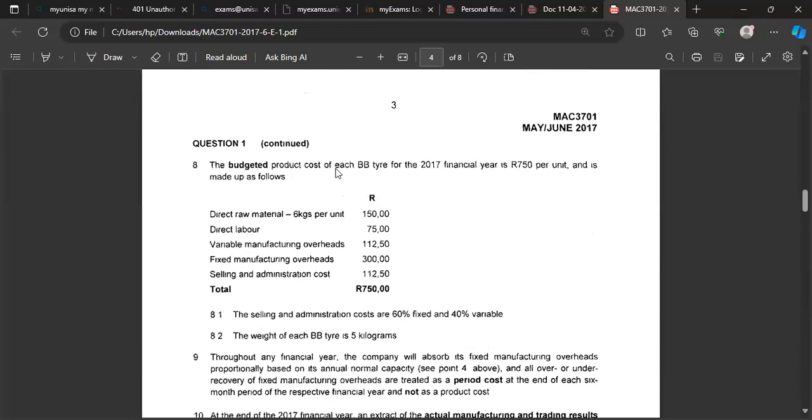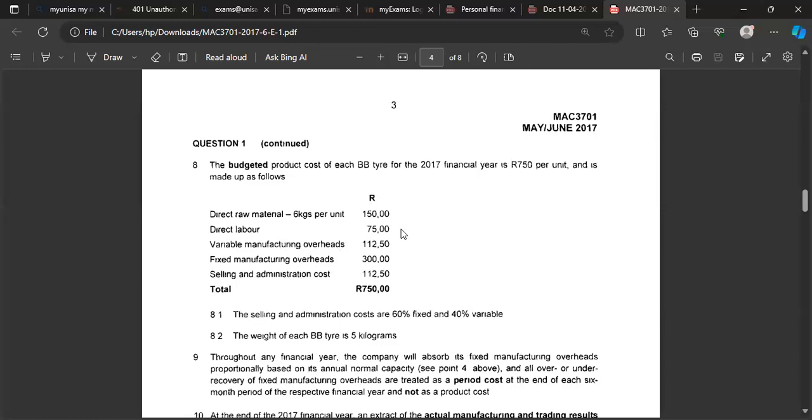So the budgeted product cost for each BP tire for 2017 is 750 per unit. Something that's going on here, we are going to add this here so that we just ensure that there's nothing amiss, because sometimes the wording that they use here could be very confusing and misleading. But what we need so far is the fixed manufacturing overheads, and then for the selling and admin, we want the fixed portion for that. Those seem to be the only fixed costs that we have here, right?